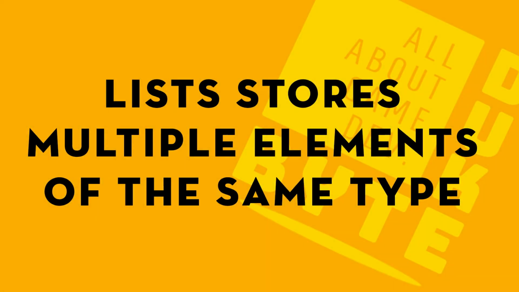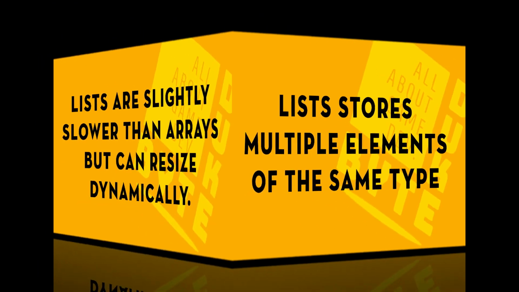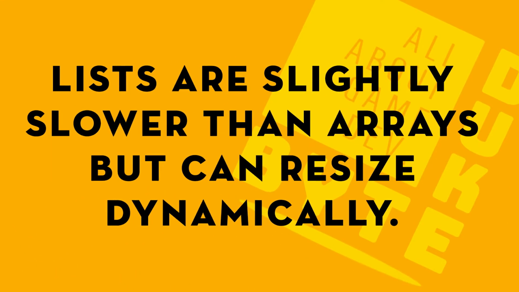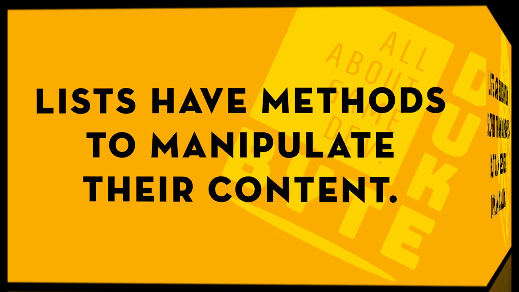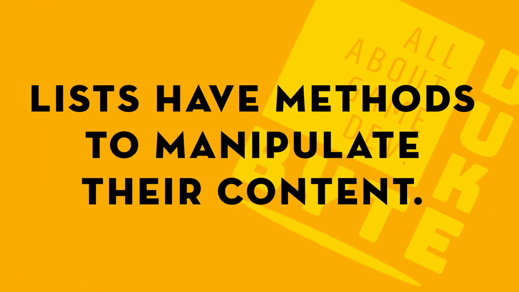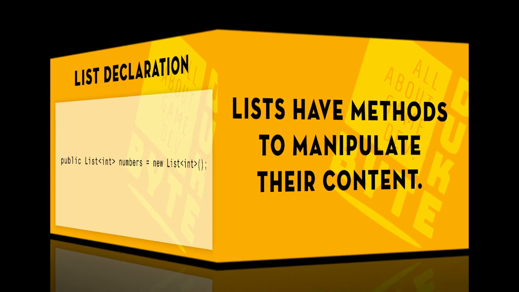We're going to learn another programming element in C#, the list. Lists, like arrays, are used to store elements of the same type. Lists are slightly slower than arrays but can change size dynamically. Lists have methods to manipulate their content. With these methods, we can effortlessly search, sort, or add elements to the list.